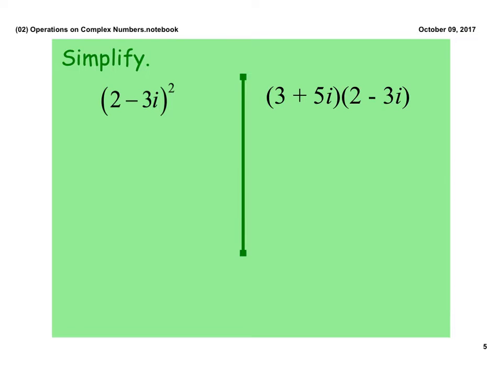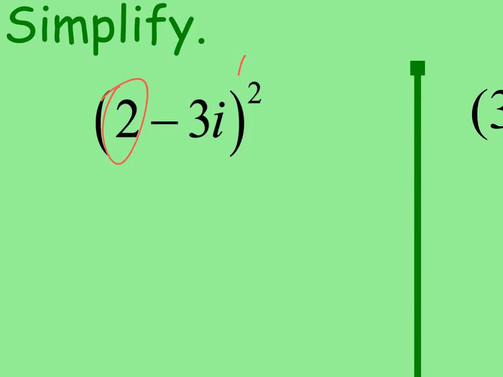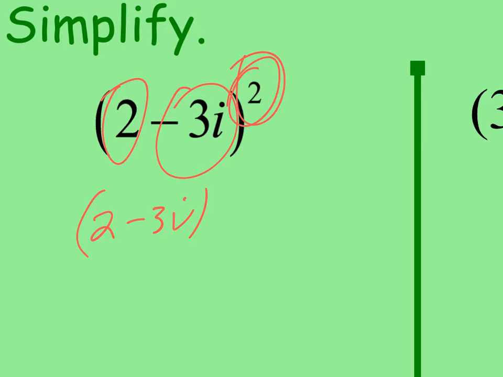We did these yesterday, although I never did one like the one on the left, and it would allow people to get trapped. Do you get that if a kid thinks, oh, it's 2 squared and negative 3i squared, they're falling into a trap. It's really 2 minus 3i times 2 minus 3i.